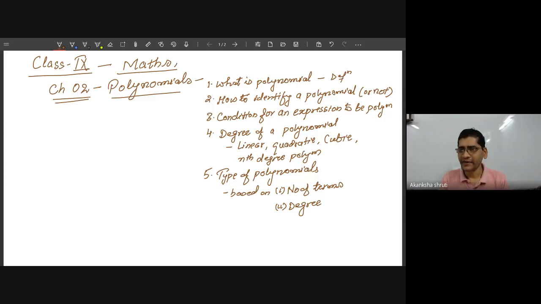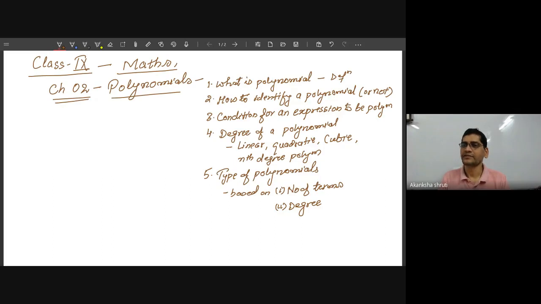That definition we will apply to identify whether a given mathematical expression, means whether any kind of mathematical relation is given, say 2x plus 5, whether it could be a polynomial or not. 2 root x plus 3, whether it could be a polynomial or not. So how to identify the polynomial, those things we will learn. After that we will see the condition for which a mathematical expression is to be a polynomial.